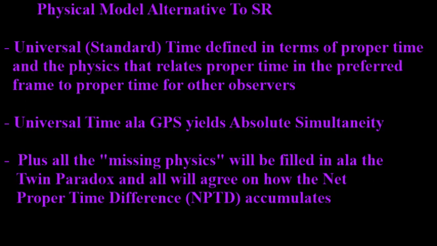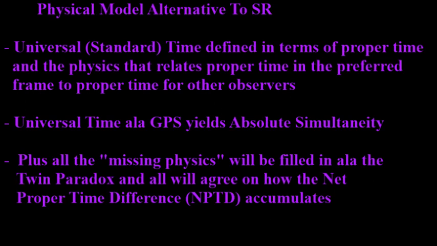Let's look at the twin paradox as an example. In special relativity, the twin paradox can yield the net proper time difference for the total trip. But relativists, many of them, say we can't describe in special relativity how that net proper time accumulates because of relative simultaneity. In other words, different observers will have different views on how that proper time difference accumulates.